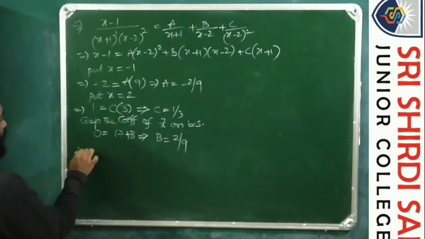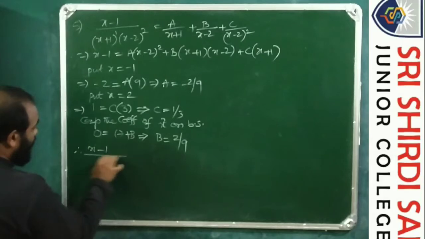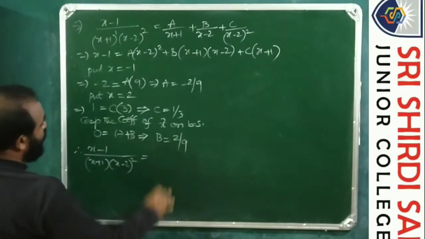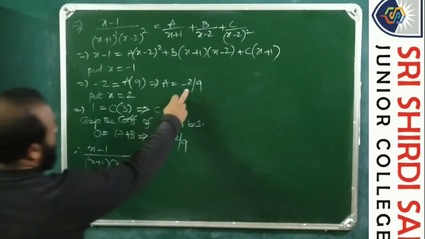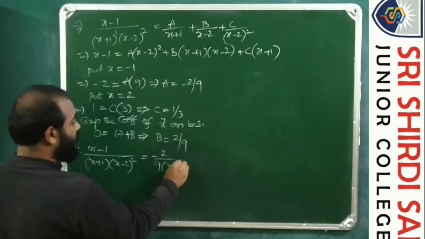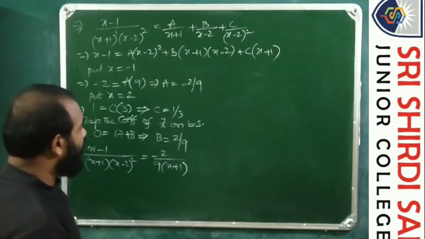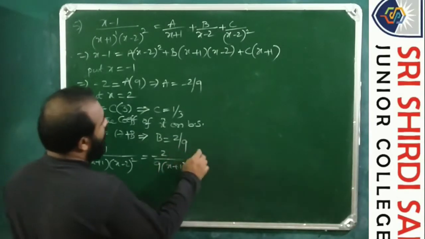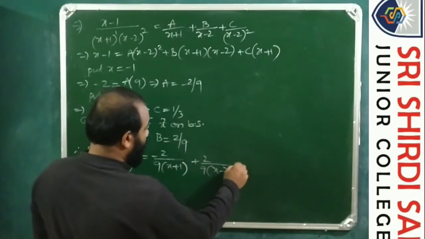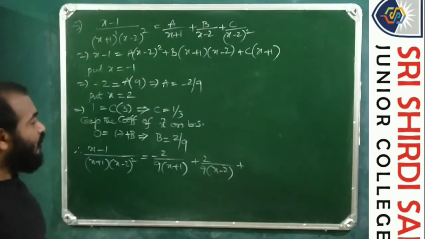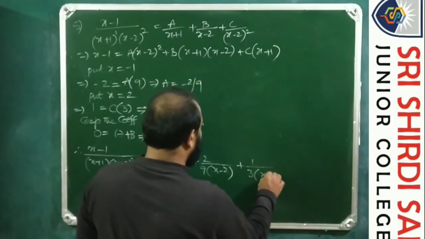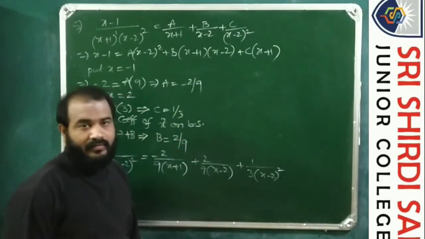Therefore, x minus 1 by (x plus 1) into (x minus 2) whole square is equal to, the value of a is minus 2 by 9 by x plus 1, so minus 2 by 9 into (x plus 1), plus b value is 2 by 9 by x minus 2, 2 by 9 into (x minus 2), plus the value of c is 1 by 3 by (x minus 2) whole square, 1 by 3 into (x minus 2) whole square.